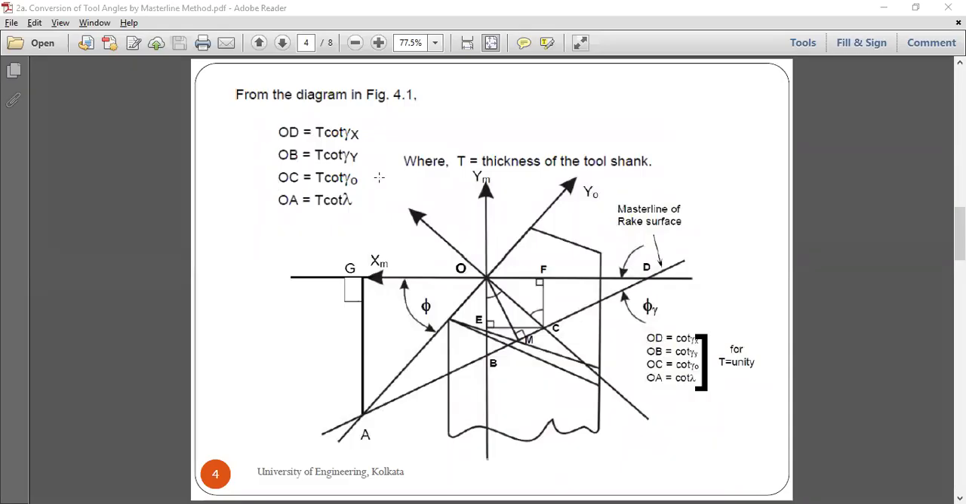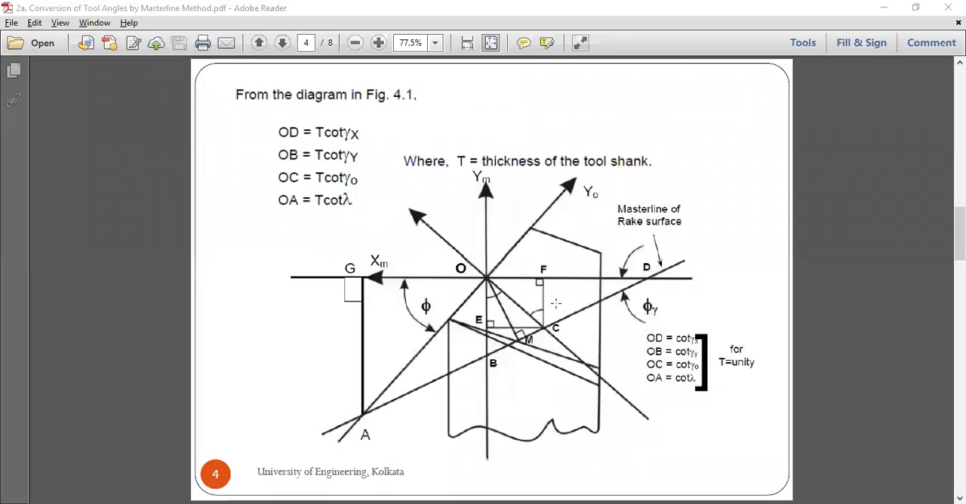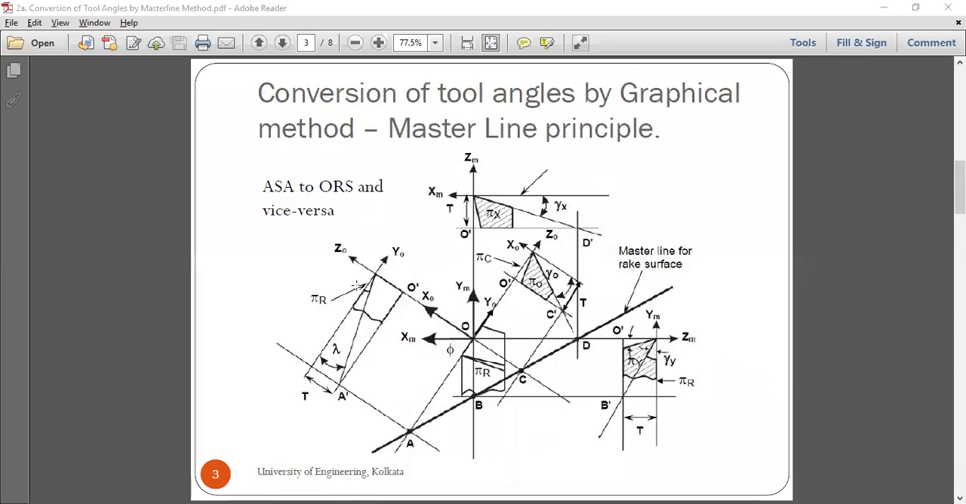Again, OC equals T cot gamma naught. I am not doing it again, so you know the process now. Next, OA equals T cot lambda. So now we have got the values of OA, OB, OC, and OD, right? All these values we have got.